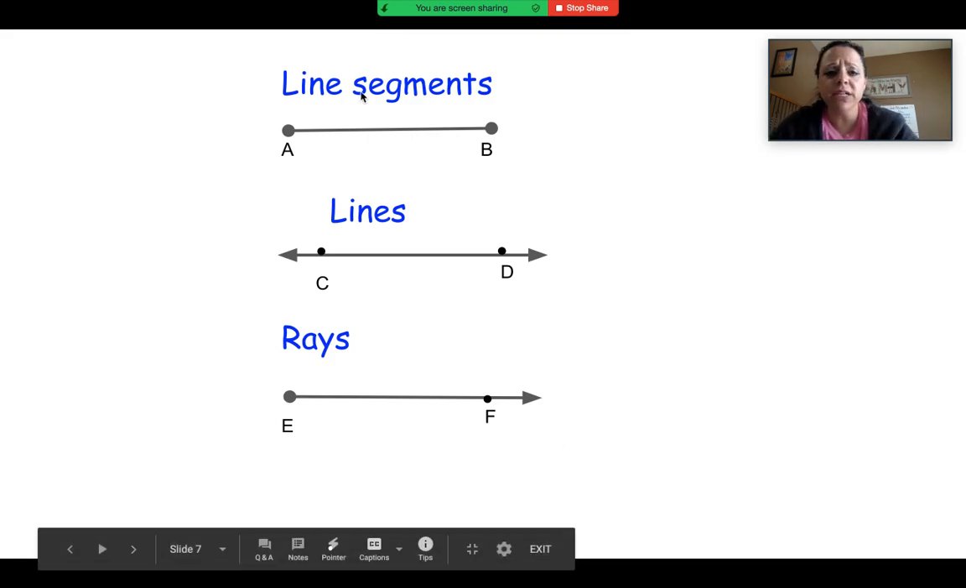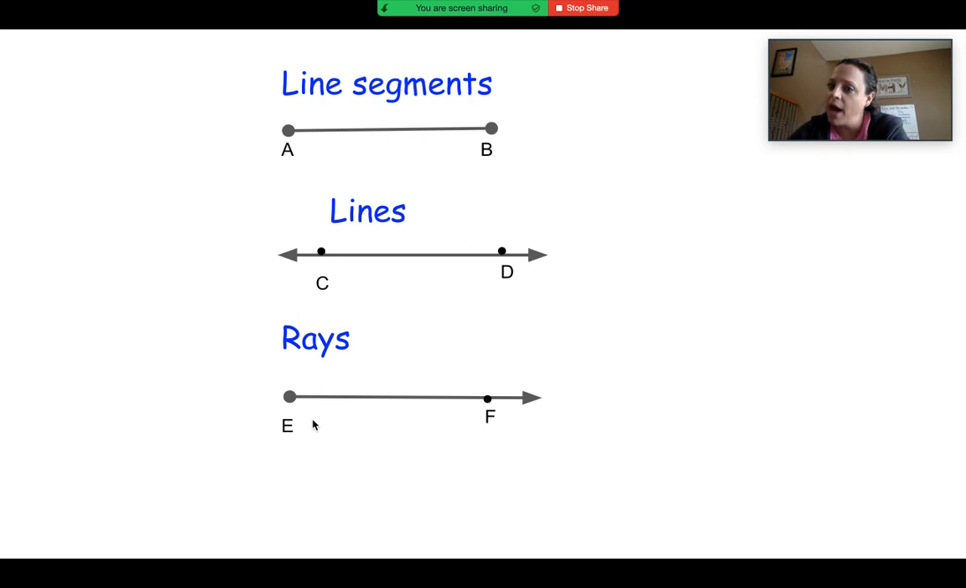All right, so we've talked about line segments. We've talked about lines. We have not talked about rays. Now, a ray is like a ray of sunshine. So, like the poem Itsy Bitsy Spider, when the sun comes out.